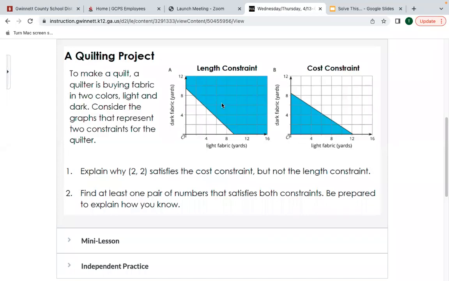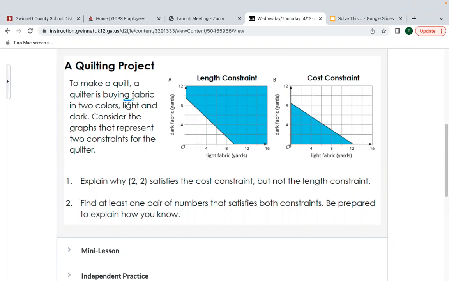Okay, so we're talking about quilting. A quilting project, to make a quilt, a quilter is buying fabric in 2 colors. They're buying light and dark. If I were taking notes on this one, I would say light and dark. Okay, consider the graphs that represent 2 constraints for the quilter.